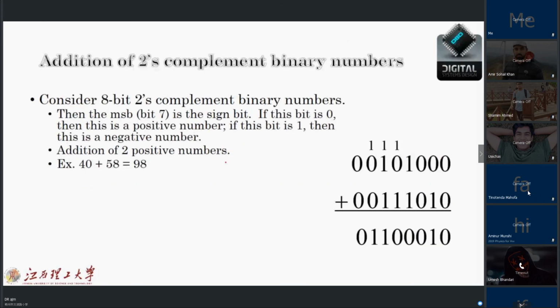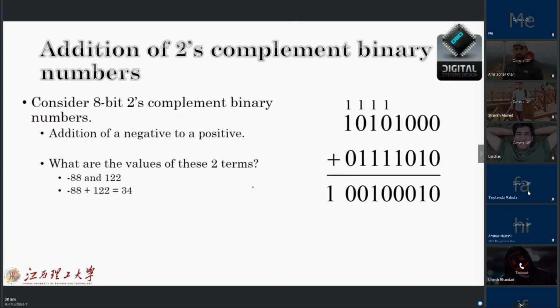If again we consider 8 bits for some arithmetic between numbers A and B, which I mentioned here for you, it means that I want to add 40 with 58. I know that the result is 98. Simply, you will see that the result is something like this. And for minus 88 and 122, the result is 34.